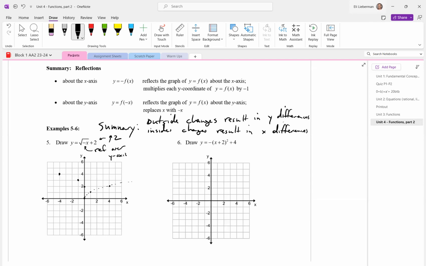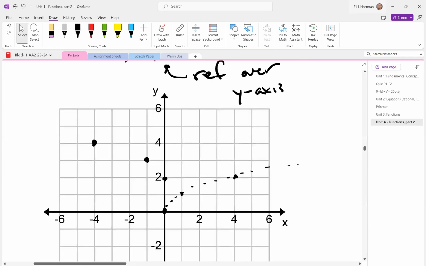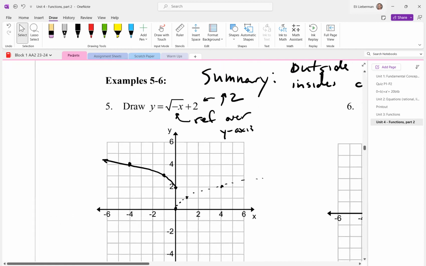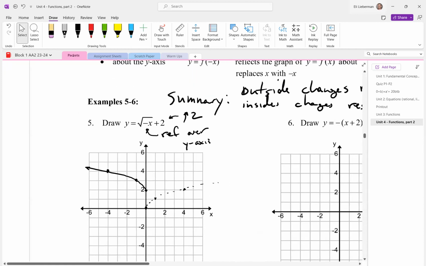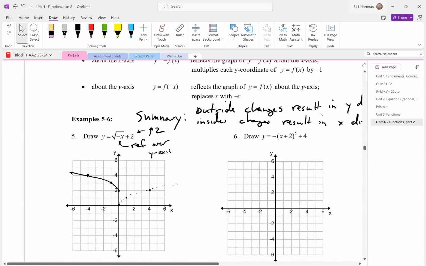You get these 3 points exactly. Okay, and you just connect them. It should look something like the other one. And you should be able to see the reflections and or shifts as appropriate. Any questions?